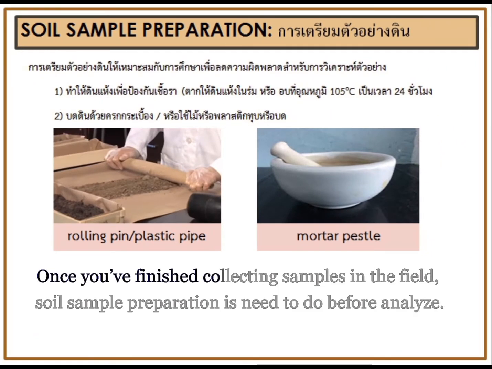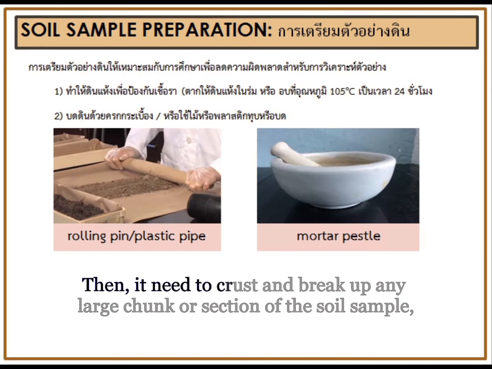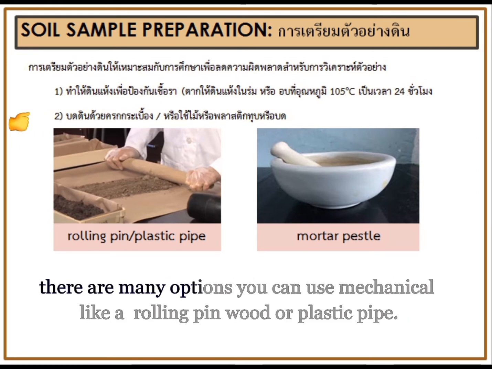Once you have finished collecting samples in the field, soil sample preparation is needed before analysis. First of all, allow soil to dry. Best practice is to lay the soil on paper to air dry, or dry soil at 105 degrees Celsius for 20 hours in oven drying. Then, it needs to be crushed to break up any large chunks or sections of the soil sample. There are many options. You can use mechanical means like a rolling pin, wood, or plastic pipe.